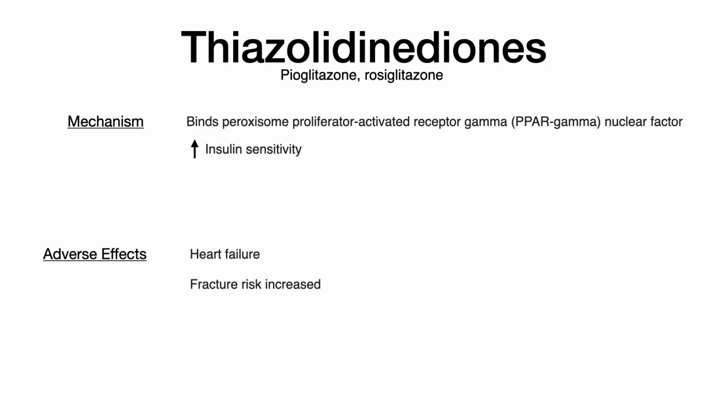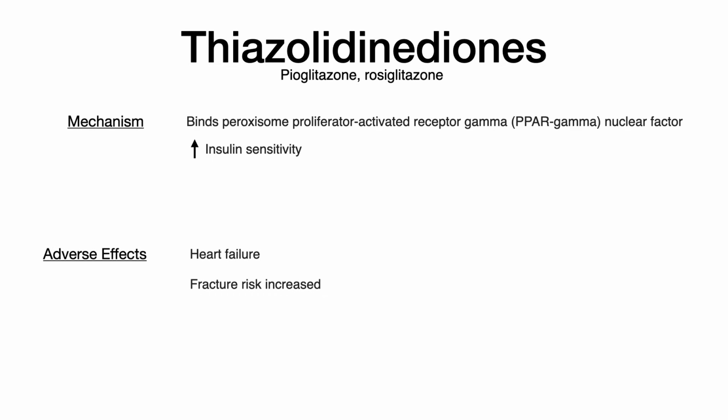is that these bind to the peroxisome proliferator activated receptor gamma, or PPAR gamma, binding site, which is just a nuclear factor. And the net effect of that nuclear factor is to increase insulin sensitivity. The adverse effects of the TZDs are somewhat unique: heart failure and increased risk of fracture. So definitely know the adverse effects of all these drugs because they're all pretty unique.